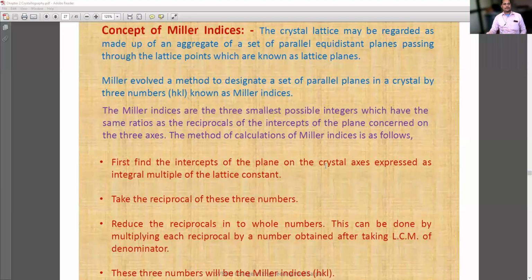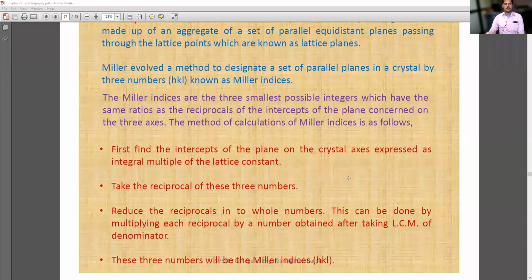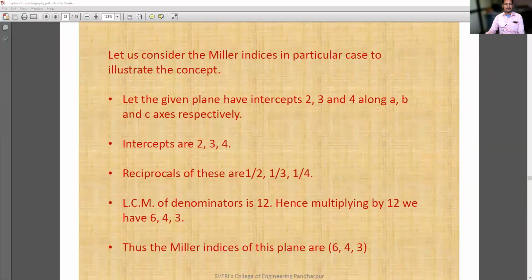So we have to complete this Miller indices point today, and then we go for one derivation. This Miller indices point we have started, and I read these points that how we can get the Miller indices. So first we are finding the intercepts, then we are taking the reciprocal of these three numbers, then we are reducing the reciprocals into whole numbers by considering the LCM of the denominator, and then we are getting Miller indices. So let us take one example and get the values.